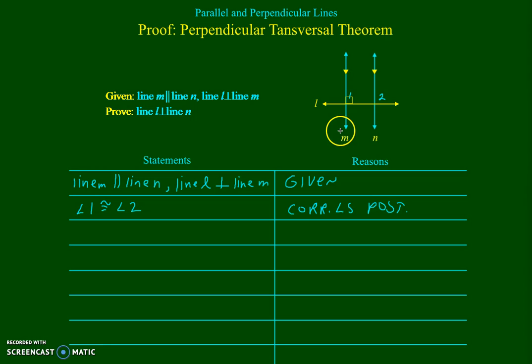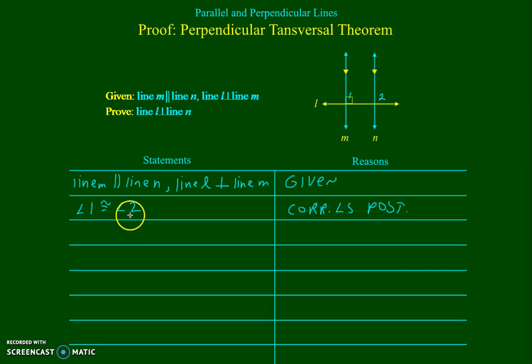So the first thing we've got to get to, remember, is that line L is perpendicular to line N. So that this line is perpendicular to this. So somehow we have to show that this is a right angle. Well, we can't just do it from here, because there's no postulate or theorem that would tell us that because angle 1 is a right angle, angle 2 is a right angle. We have to kind of go a longer way around to show that.